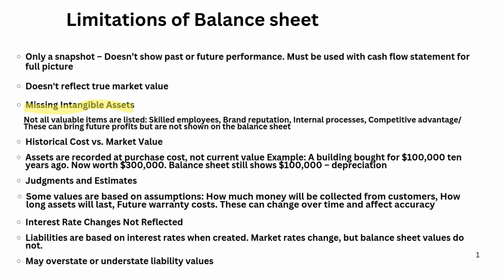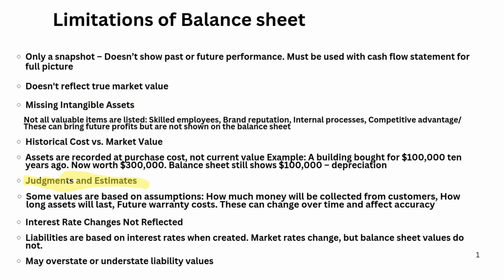It misses intangible assets. Some of the most valuable things a company owns aren't even listed. These include skilled employees, brand reputation, internal systems, competitive advantages. These can generate future profits, but since they don't meet accounting criteria, they're not shown on the balance sheet.